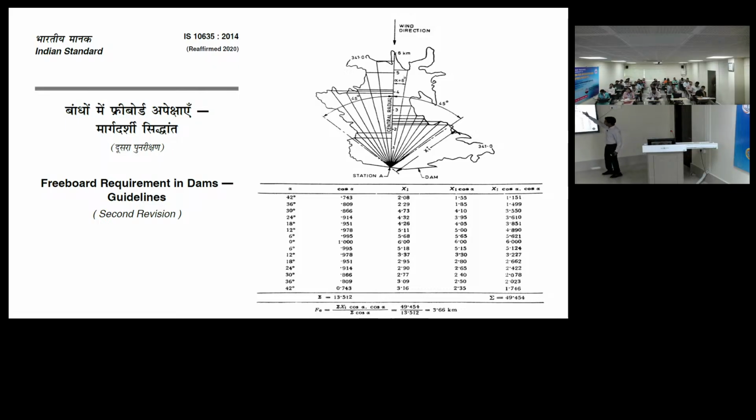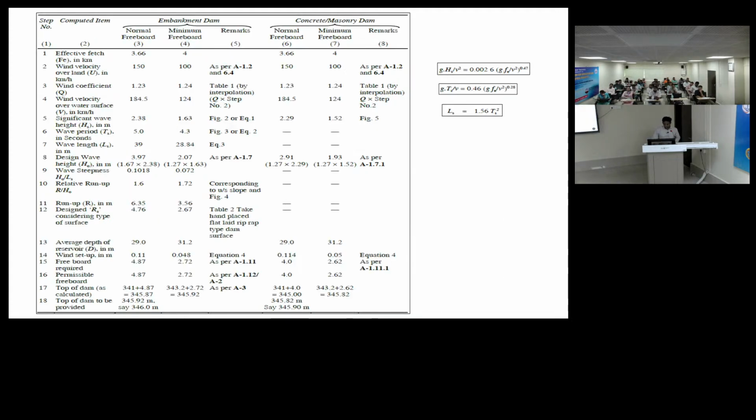So to estimate, because waves can happen in any direction, right? To get the average, there is a fetch development, 45 degrees this side and 45 degrees that side. The complete method is given in this code. Please try to go through this code. It is covering both the dams, concrete and earthen dams. So developing of this fetch and steps are given in the code. So these are the steps given in the code. So you can see it is covering both embankment dams and concrete dams.